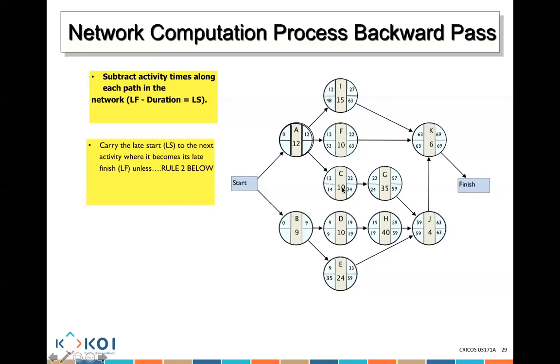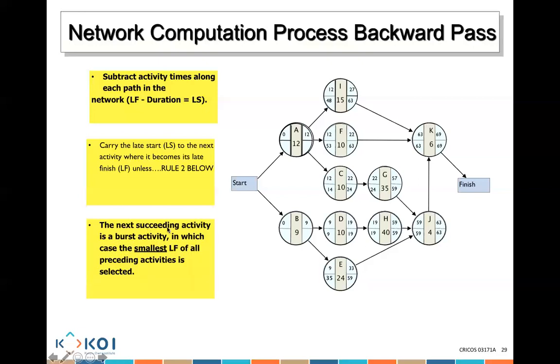Now let me ask you here. This one here, the third rule: the next activity is a burst activity. So there are more than 1 activity coming from it. In this example, you would use the smallest latest finish. If I look here, this is a burst activity. I have 2 latest starts, 1 is 9 and 1 is 35. Which one is the smallest? 9. So 9 will go here. Minus 9 equals 0.